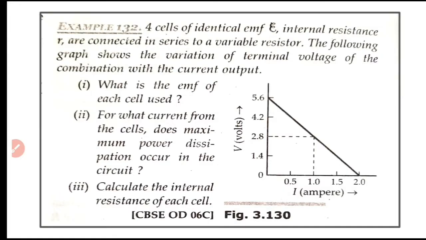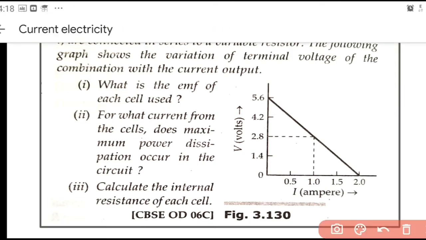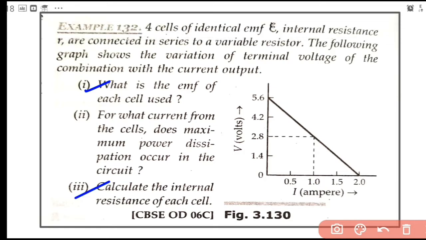Now another similar question. Four cells of identical EMF epsilon and internal resistance R are connected in series to a variable resistor. The following graph shows the variation of terminal voltage of the combination with the current output. What is the EMF of each cell used? For what current from the cells does the maximum power dissipation occur in the circuit? And calculate the internal resistance of each cell. So these two we will do first, that is EMF of the cell and internal resistance of the cell.